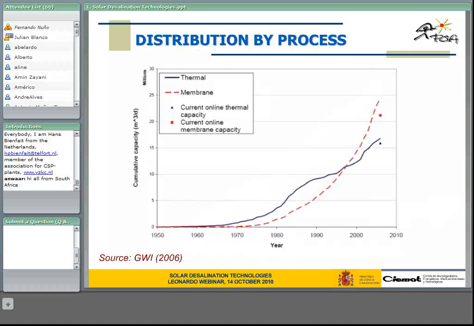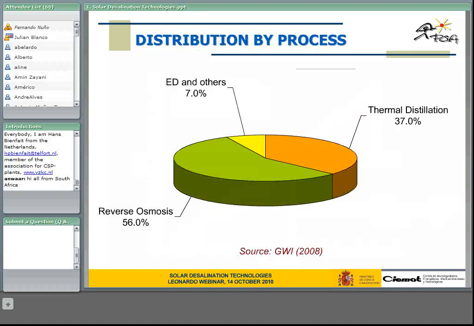Here you can see that now the cumulative capacity of membrane processes of reverse osmosis is about 20 to 25 million cubic meters per day. And in the case of thermal, this is a little lower than that. Here you can see how this distribution was in the year 2008.